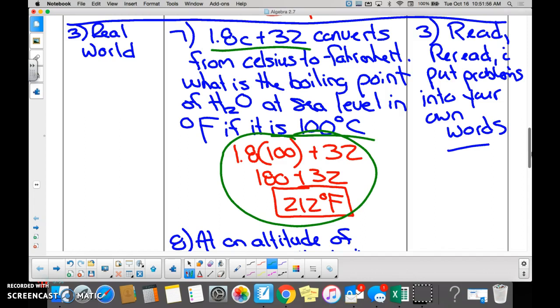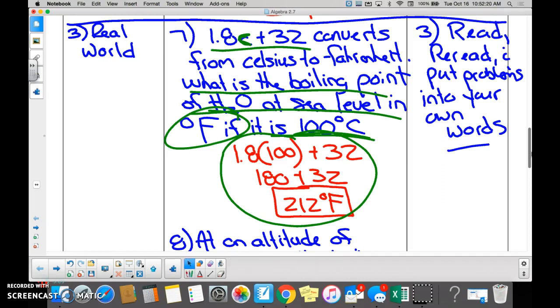We went ahead and plugged in, because 1.8C plus 32 converts from Celsius to Fahrenheit. Yes? So the C represents Celsius, and I told you what Celsius was at sea level, and then I wanted to know what Fahrenheit was. The question is, what is the boiling point of water at sea level in Fahrenheit? Plugged in your numbers and you got it.